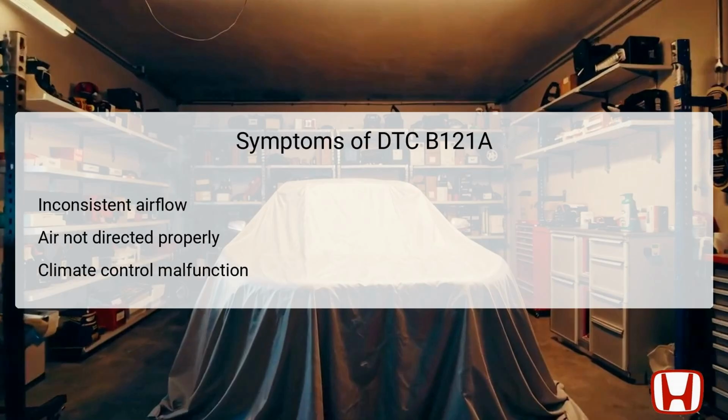When DTC B121A is present, various symptoms may manifest, indicating issues with the climate control system. One common symptom includes inconsistent airflow, where drivers notice that air doesn't come out of the intended vents. For instance, when setting the airflow to direct air to the face, it may unexpectedly shift to the foot area. Another symptom might be that the air fails to be directed properly, depending on the selected settings on the climate control unit, leading to discomfort.